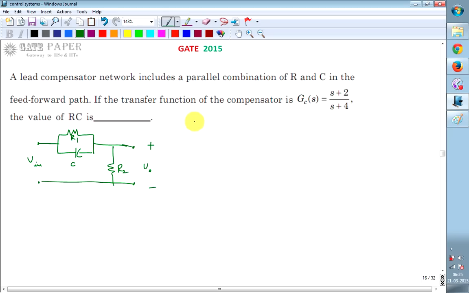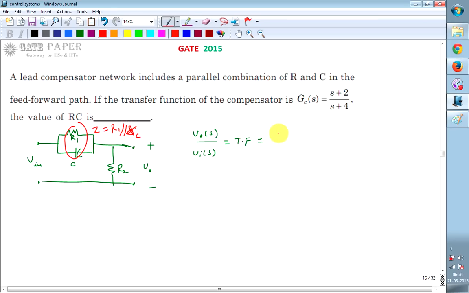The transfer function of this is output by input in the Laplace domain. So V0(s) divided by Vi(s) is nothing but the transfer function. The transfer function is the ratio of output by input in the Laplace domain, that is, the S domain. R1 and C are in parallel, so we can write it as a parallel combination. Make it Z. Z is nothing but R1 parallel C, and C we can write as XC, the reactance of the capacitor.